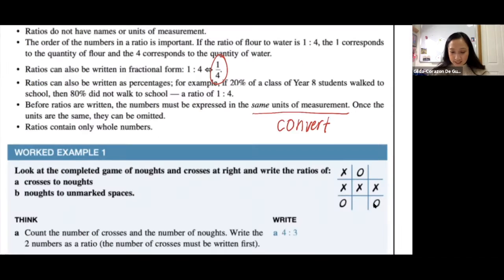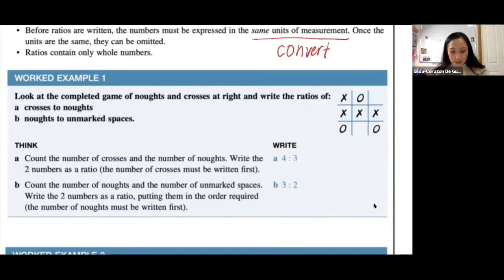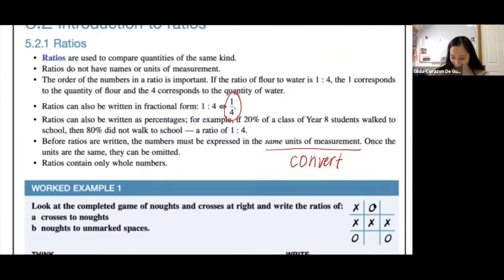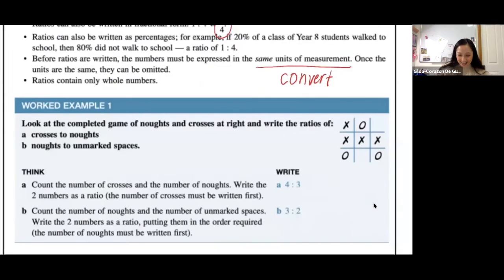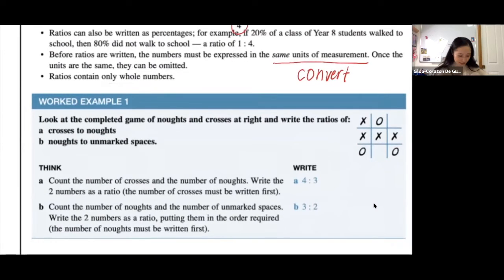All right. Let's have a look at this one here. Look at the completed game of knots and crosses. Who plays this during maths class? Put your hand up. Be honest. Okay, you will not get in trouble for now. All right, write the ratios of crosses to knots, write down on the chat. Okay, so it's 4 to 3, and then knots to unmarked spaces would be 3 to 2.